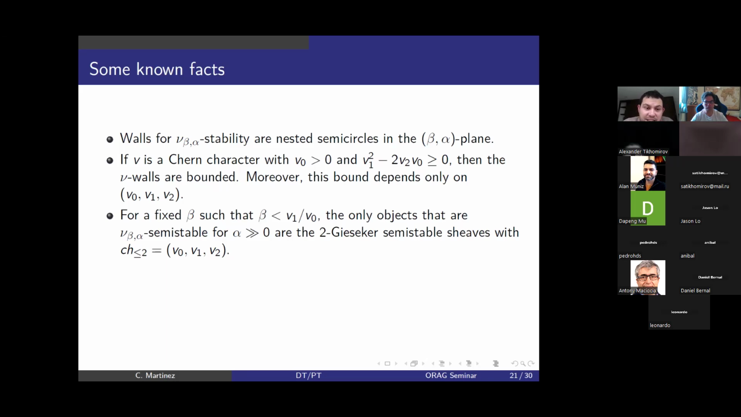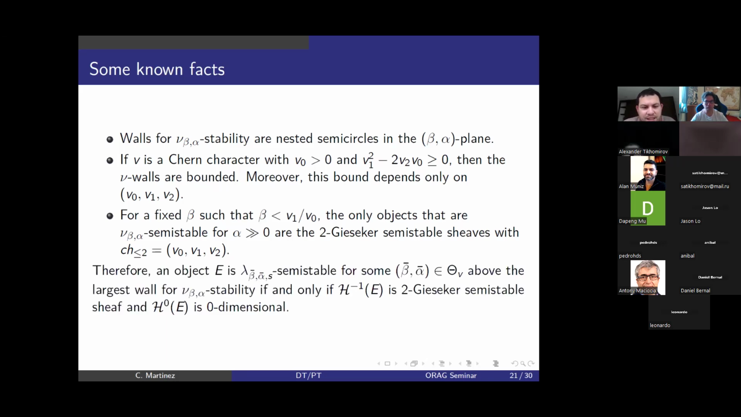So if I combine all this and the fact that there is an outermost wall, because the walls are bounded, then an object that is tilde semi-stable for some beta bar, alpha bar on this curve theta V, and such that the point is above the largest wall for tilde stability, will have to be 2 Gieseker semi-stable. Then I have this characterization of which objects are Bridgeland semi-stable for points on the curve theta, as long as I am above the largest wall for tilde stability. An object is stable at a point on this curve, if the point is above the largest tilde wall, if and only if the minus one cohomology is a 2 Gieseker semi-stable sheaf and the zero cohomology is zero dimensional.